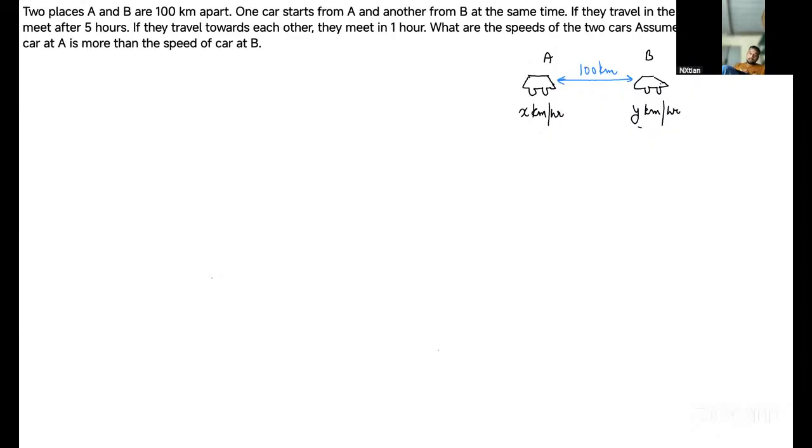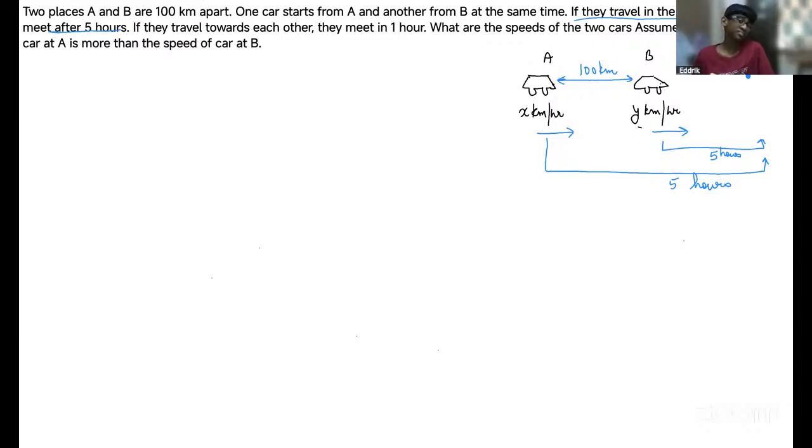Now it is said that if they move in the same direction, for example, if this car is moving towards this side and the other car is also moving in this direction, they will meet after 5 hours. So if they meet at point D, it takes 5 hours. This car takes 5 hours to reach point D, and this car also takes 5 hours to reach point D. Did you understand what I'm trying to say, guys?